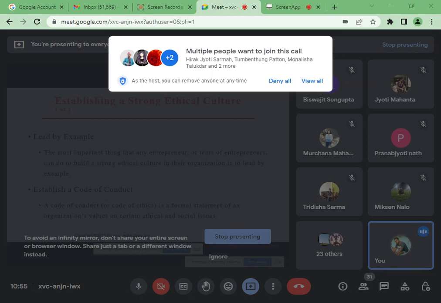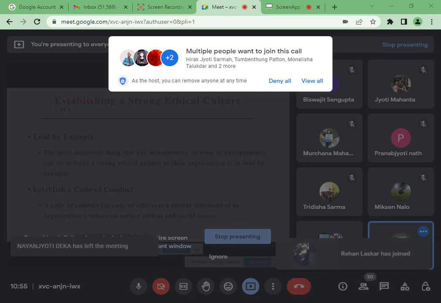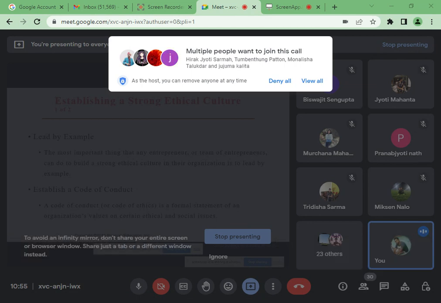So an organization must have a code of conduct, which is also known as a code of ethics, as a formal statement on certain ethical and social issues. So if they are facing any ethical and social issues, they must have a code of ethics or code of conduct of their own.